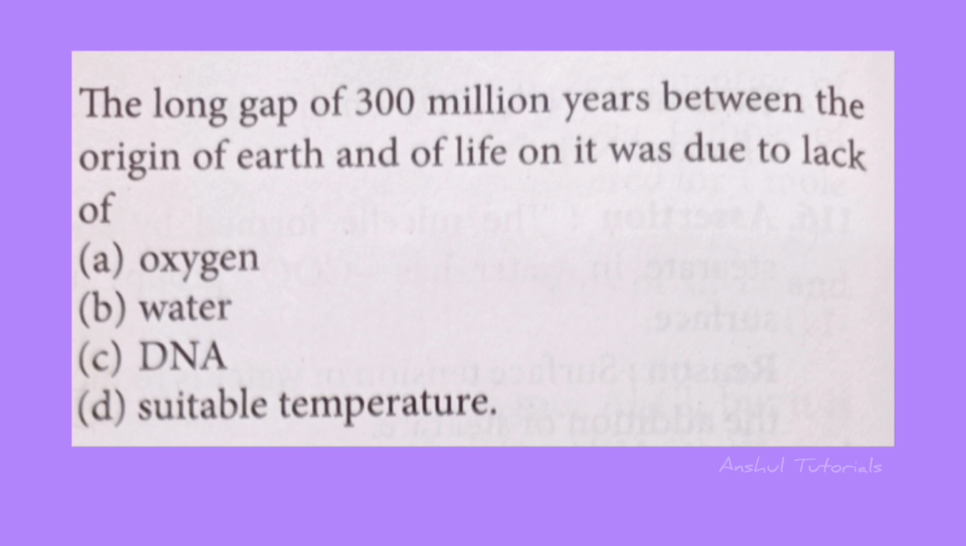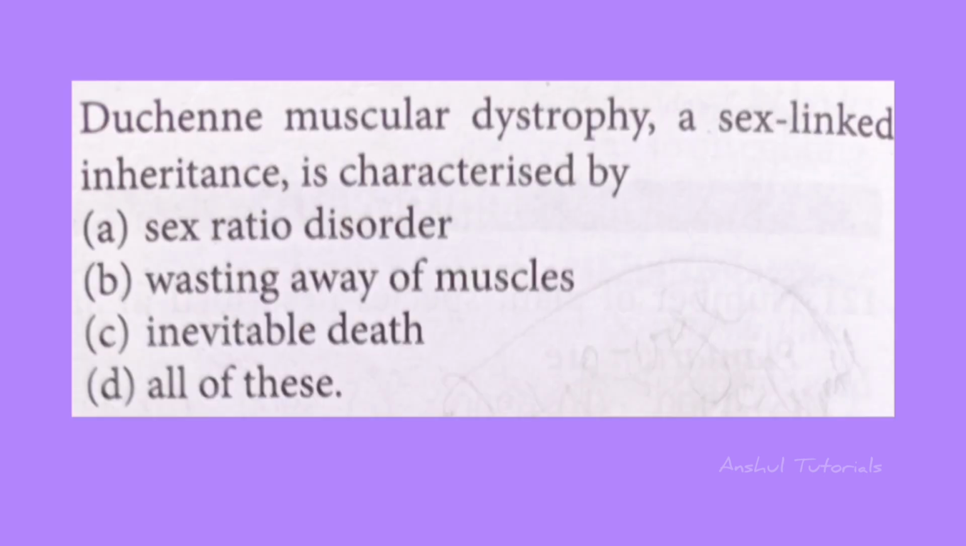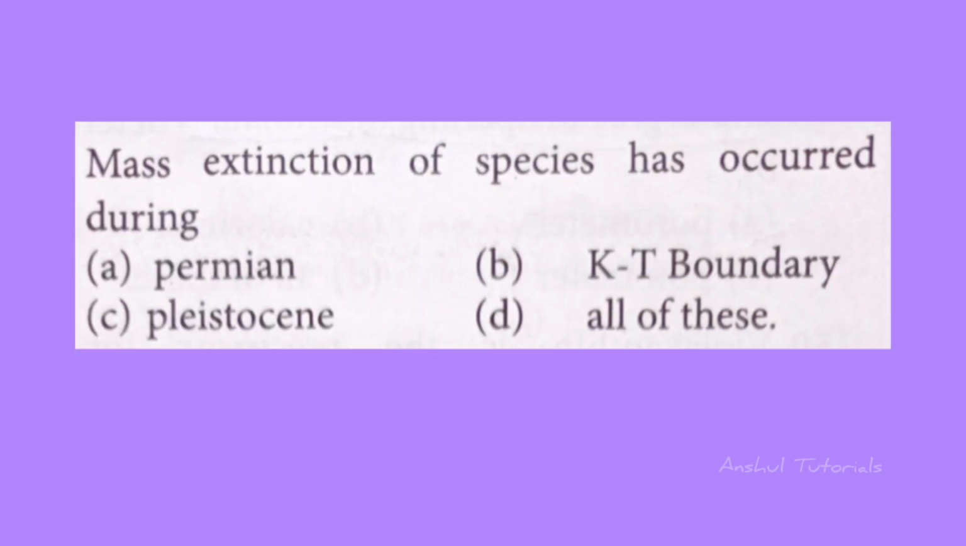And the next question is, the long gap of 300 million years between the origin of life and of life on it was due to lack of, so the correct answer is option D, that is suitable temperature. And the next question is, the scientist who described the birds as glorified reptiles was, so the correct answer is option D, that is Huxley. And the next question is, Duchenne muscular dystrophy, a sex-linked inheritance, is characterized by, so the correct answer is option D. The first antibody which gets formed in response to antigen is, so the correct answer is option A, that is IgM. Mass extinction of species has occurred during, so the correct answer is option D, that is all of these.